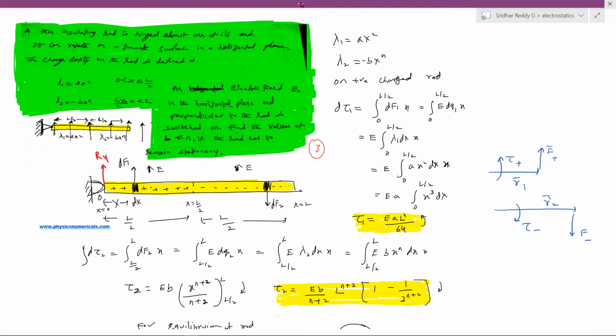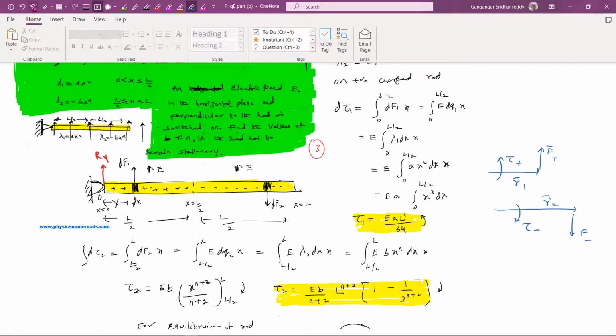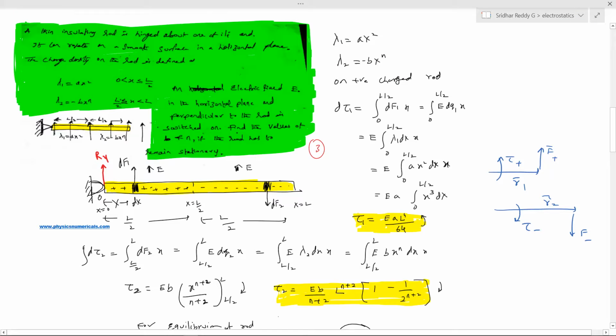Now let's proceed in a similar way. Let me assume a small element of length dx. Then the torque on this will be dF2 times x. Let it be still x only.